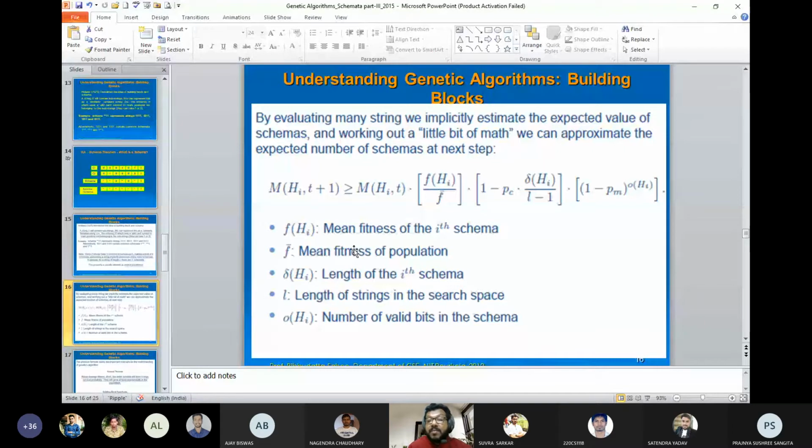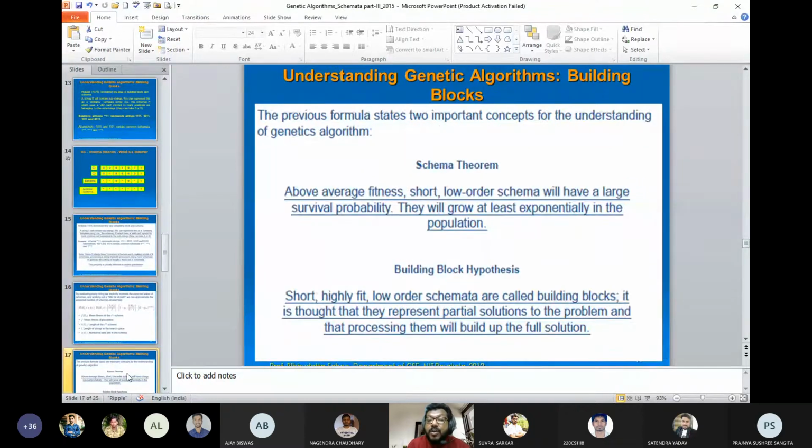So any solution that will be found in the coming generation will fit into H1 and H2. It says above average fitness, short. Short means that the length of the schema should be short, and low order, so when I am calculating the order of H, it should be low. Such schemata will have a large survival probability.